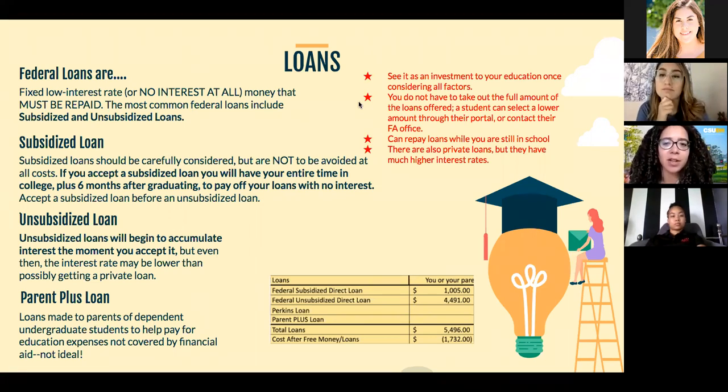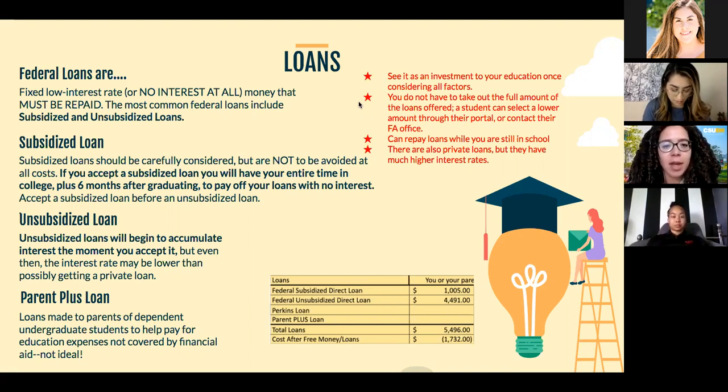And then just some reminders, you can always see loans as an investment in your education once you're considering all the factors. I took out loans and I definitely could have taken out a lot less, but I don't regret it because, again, I got to go to the school I wanted and get the education that I wanted. And you don't have to take out the full amount. Let's say they're offered 1,500, and the student just needs 500 of that loan. You don't have to take out the entire amount.